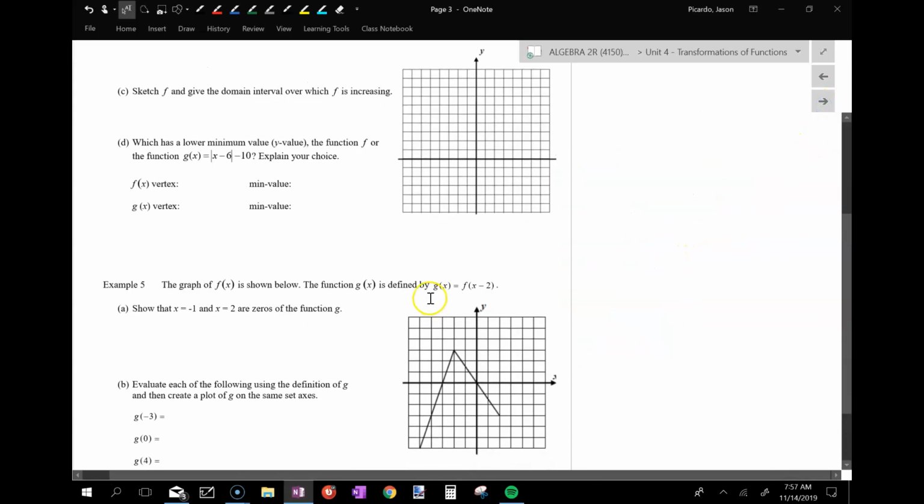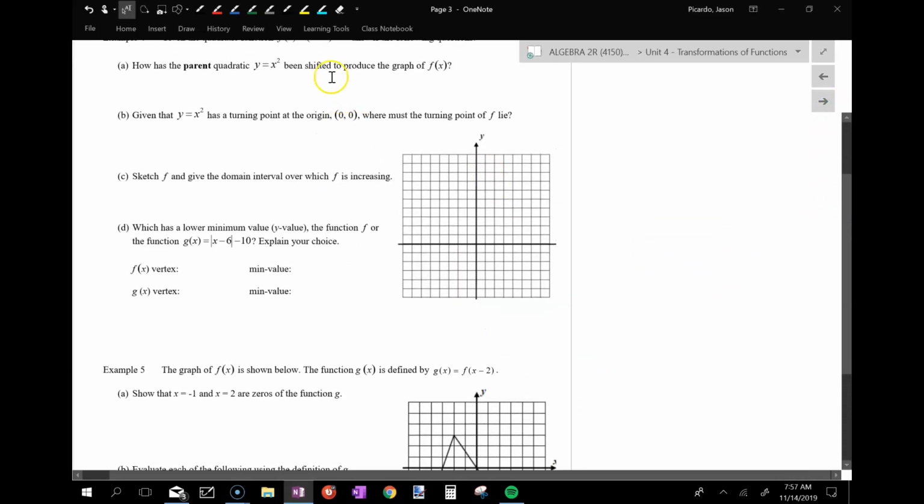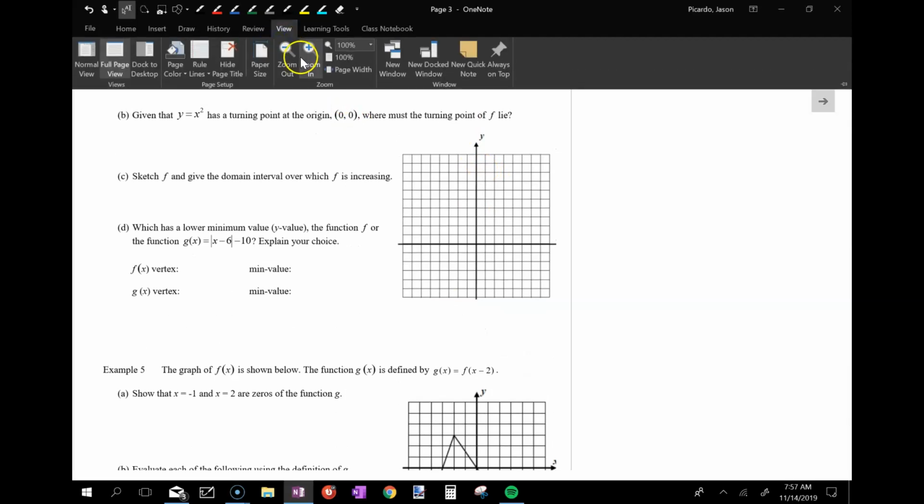All right, guys, this seems like a lot of work here to finish up. We're going to cruise now.